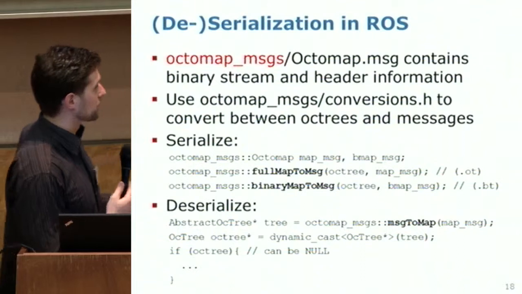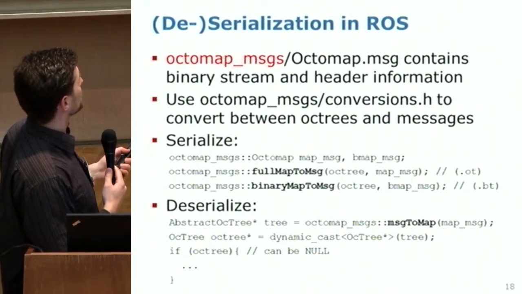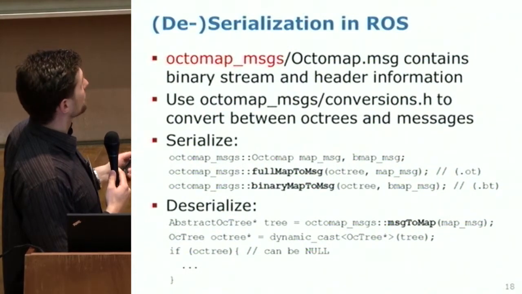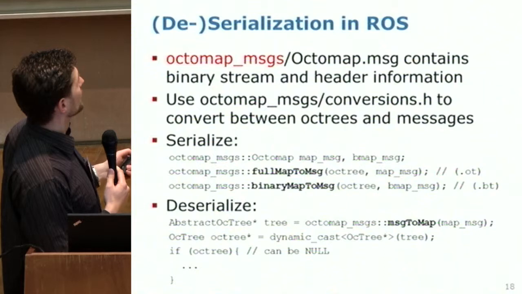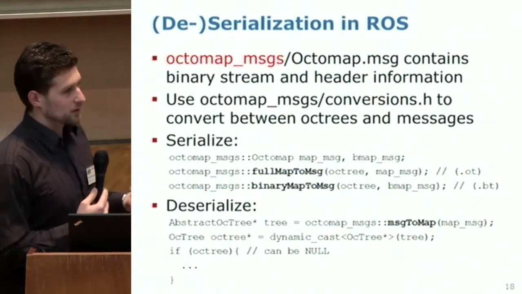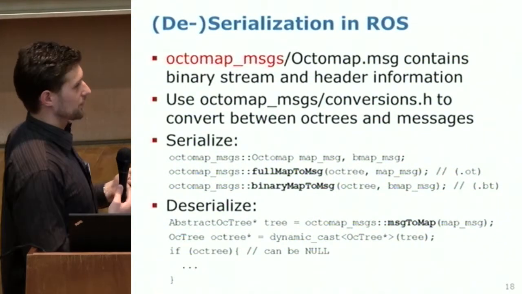Again, this looks very similar to the previous slides. To serialize, you're calling full map to message or binary map. This is the OT file, and this corresponds to the BT file. You're serializing this Octree into this message, and then you can send it out. And this will really exploit all the properties we've seen before in the file. So this is the same as storing a file and sending it out.